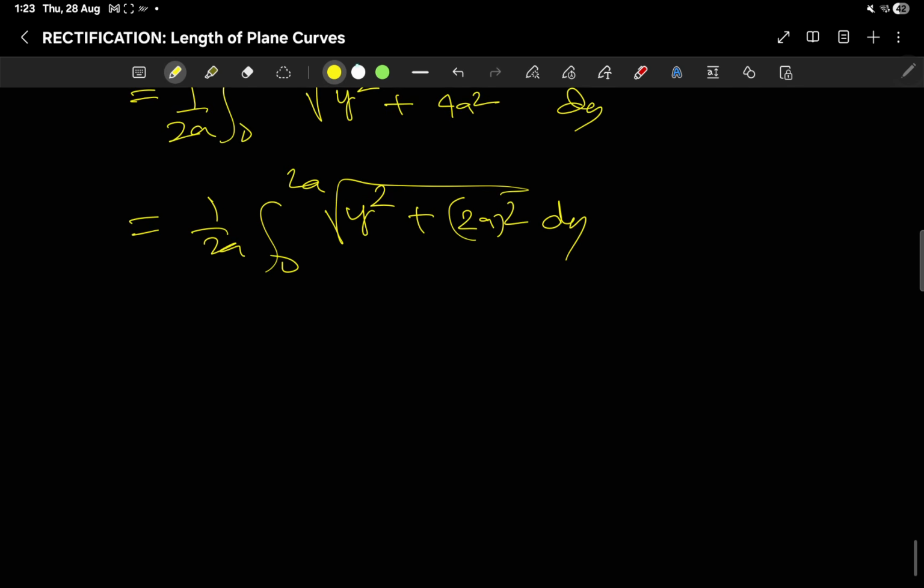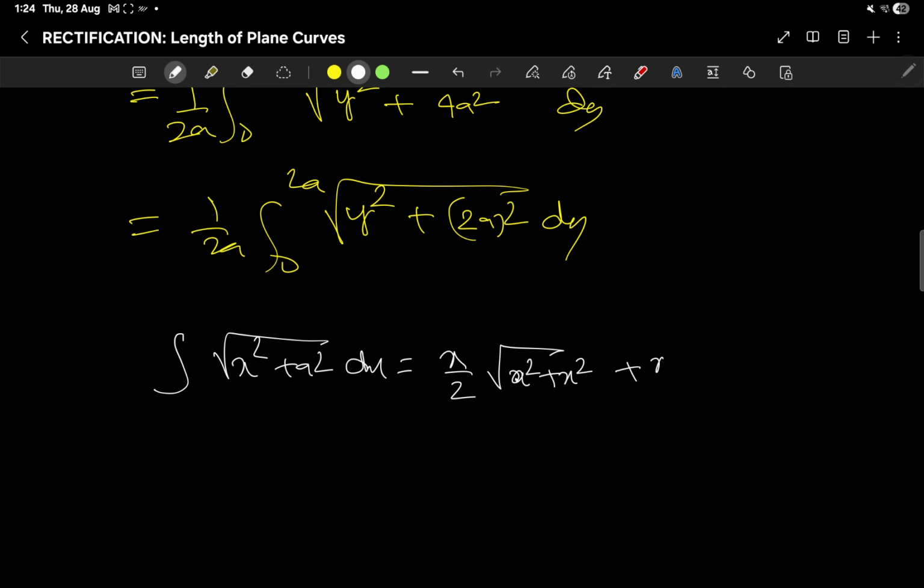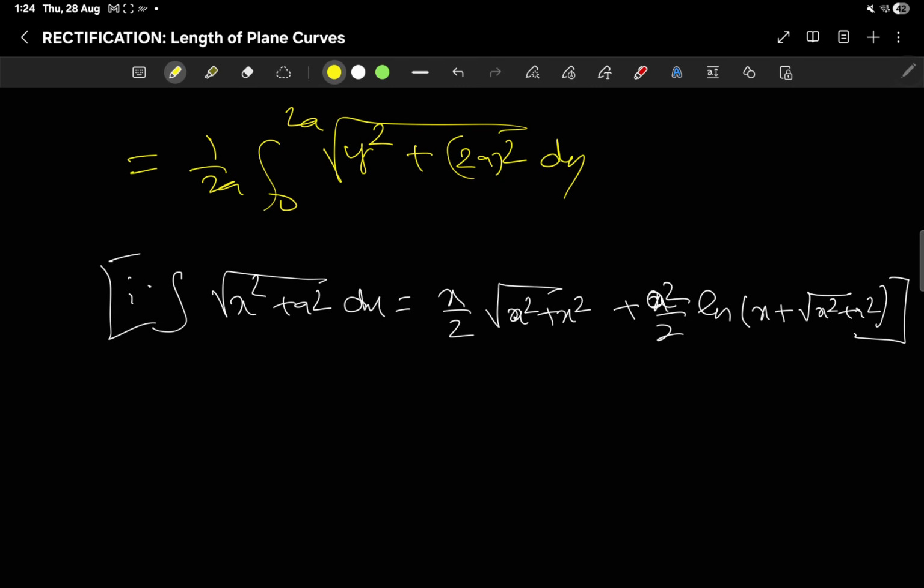At this juncture you can apply a formula: the integral of square root of x square plus s square, dx. What is the formula? It is x by 2 times root of s square plus x square, plus s square by 2 times ln of x plus root of x square plus s square. This is the formula, so you are going to apply it and simplify.